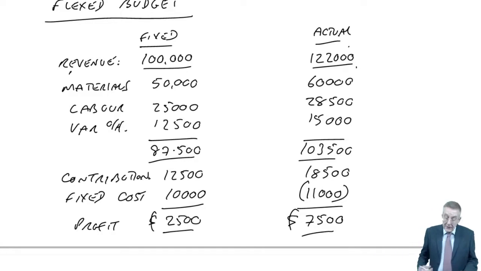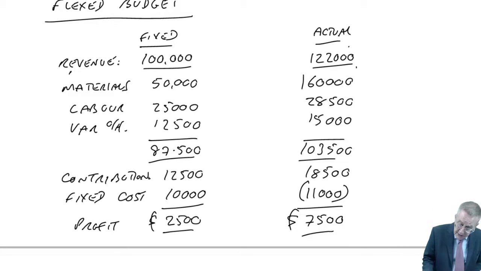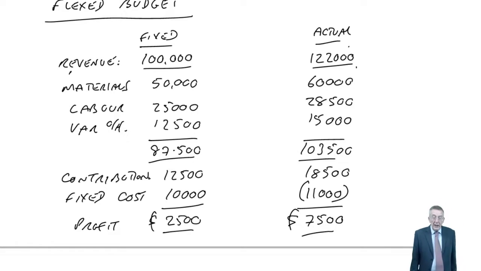You see, look at the materials. We budgeted on spending 50, we actually spent 60. We've overspent by 10,000. Well, I can hardly blame the materials manager. I'm not going to say sack the materials manager.